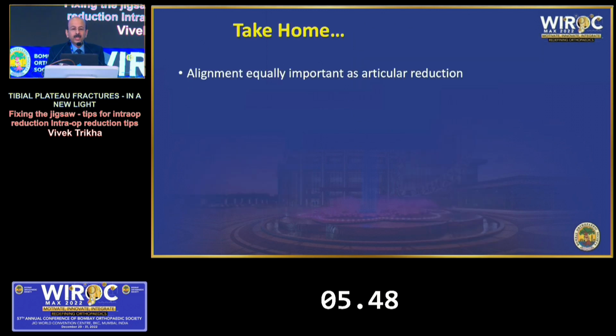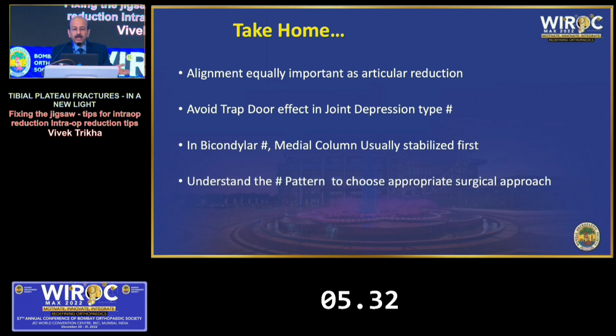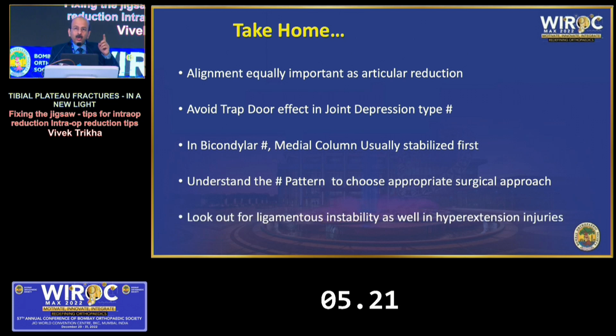So finally, take home: alignment is equally important in the tibia as articular reduction is. Always remember that. Avoid the trapdoor effect in joint depression types. In bicondylar fractures, usually the medial side needs to be lifted first because it is less comminuted. Understand the fracture pattern to decide the various approaches told by Dr. Tushar, or how you want to access the medial or the lateral side in posterior prone positions. Look out for this new type of injury which is coming in, the hyperextension, the so-called compression of the anteromedial side, and look for ligamentous disruptions in such cases. They are going to give you the stability.